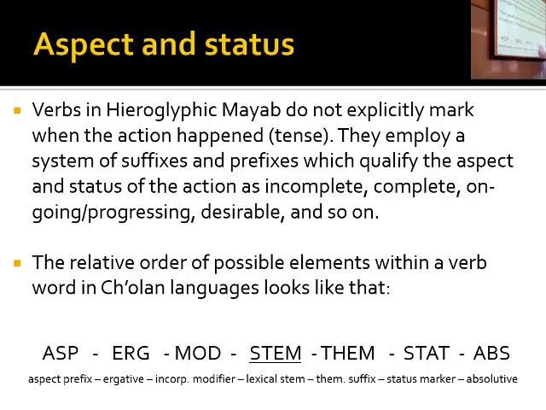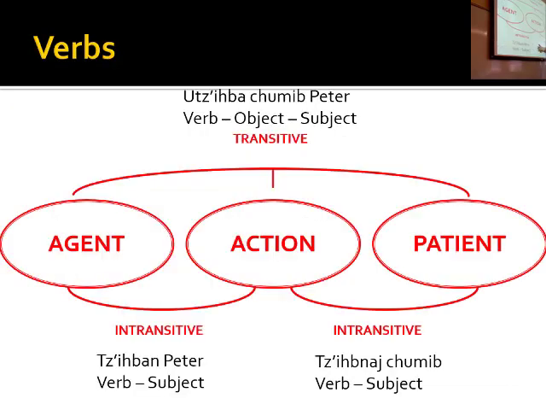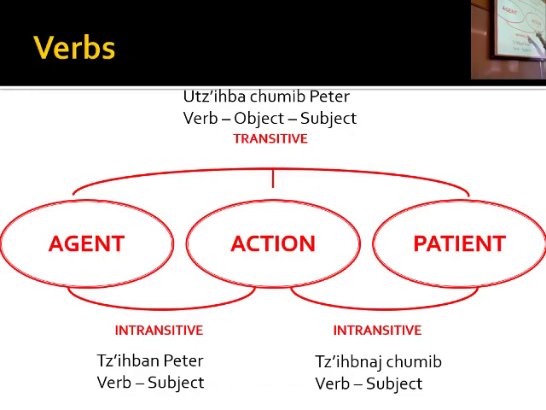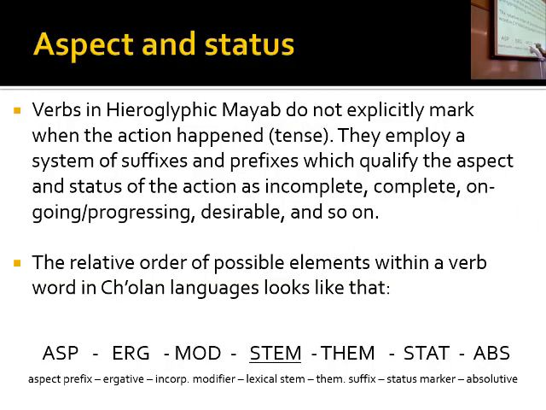This is the broad scheme of a Maya verbal paradigm in Cholan languages. This is the stem, the root of the verb. So in our case, it would be like verb, and then a would be a thematic suffix, ba. And then status is not marked in any of the examples that we've seen. Absolute pronoun would be 0. There's no modifier in all of the examples that we looked at.